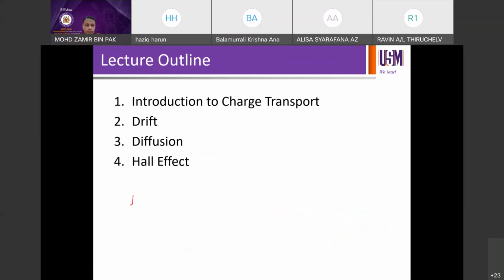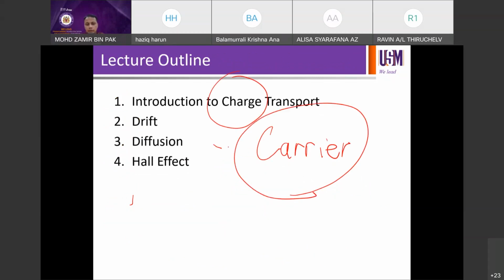Okay. So in this topic, we're gonna look at introduction to carrier transport or charge transport. Same thing. When I talk about carrier transport, I'm also talking about charge transport. Same thing. Carriers are charges. Then we're gonna look at drift. The concept of drift. What is drift? Kalau kereta tu yang drift kereta, this one is drift of your carriers in the semiconductor material. And the second one is called diffusion. Okay, diffusion concept. And then the last thing that we're going to cover is called Hall effect.